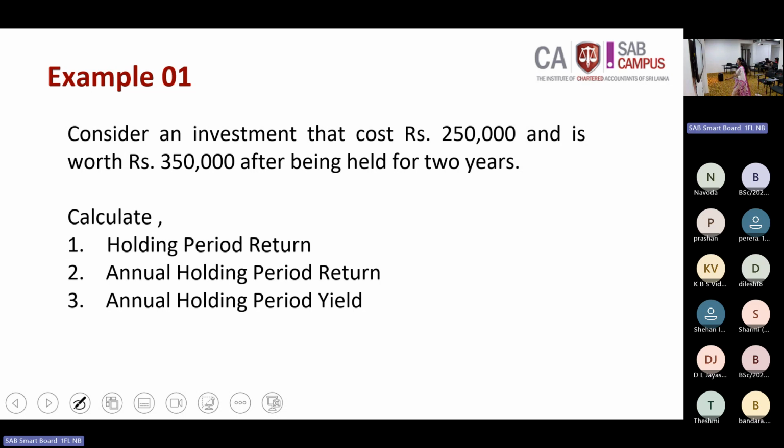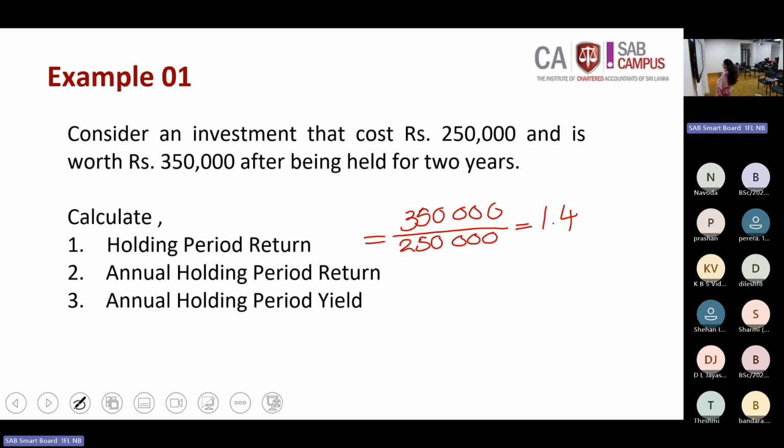Holding period return equals ending value. How much is the ending value? 350, divided by the amount that you have invested, 250. Holding period return is 1.4.